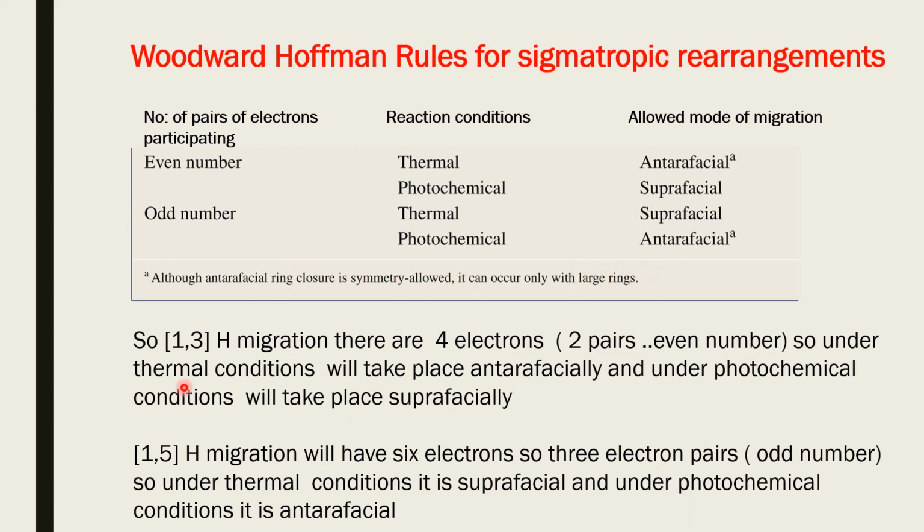So for 1,3 hydrogen migration, there are 4 electrons, 2 pairs, so it's an even number of pairs of electrons. Under thermal conditions it will take place antarafacially, and under photochemical conditions it will take place suprafacially. However, if you have a 1,5 hydrogen migration or a carbon migration, there will be 6 electrons, so 3 electron pairs, so it would come under this category. So thermal would be allowed suprafacially, photochemical would be allowed antarafacially.